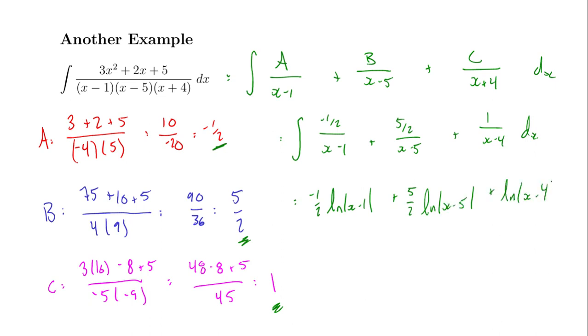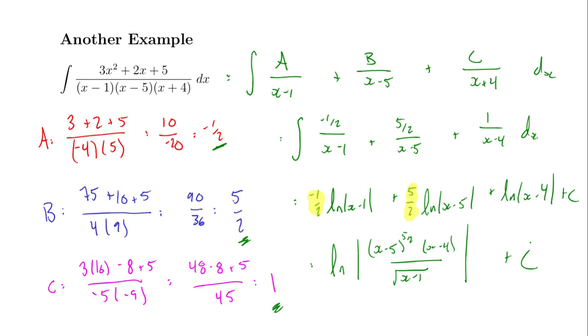Now, you can use properties of logs to write this in a whole bunch of different ways, right? You can take all these coefficients here and bring them up into exponents, and then you can say, oh, look, we're adding all these, so that's going to be multiplication. So if you wanted, you could end up with something like x minus 5 to the 5/2 times x plus 4 divided by the square root of x minus 1, and put it all together into one log. You could do that if you wanted. That is fine. You might see solutions written that way, but I'm okay with just this nice little linear combination of logarithm functions. So that should work out pretty well.